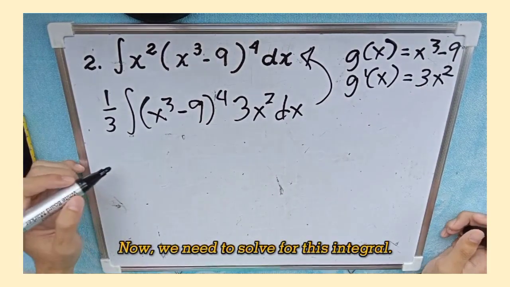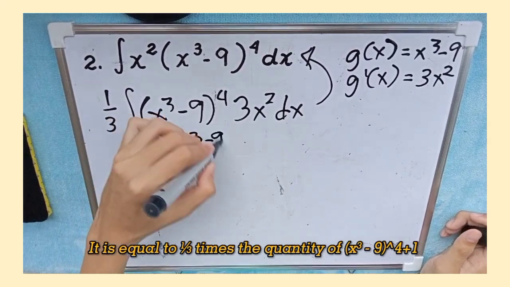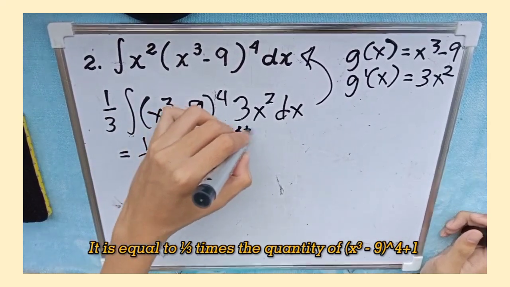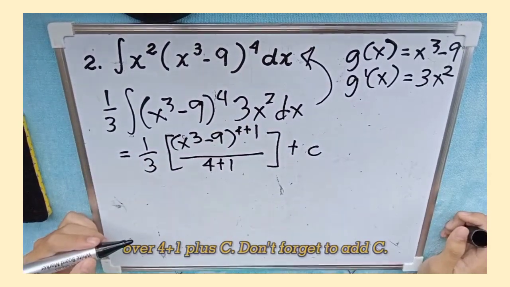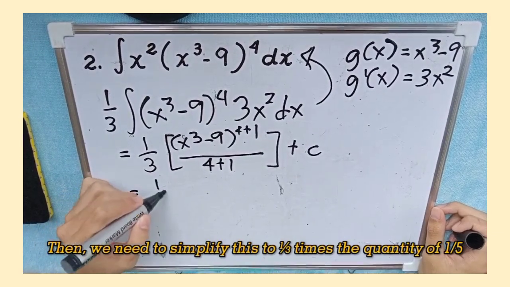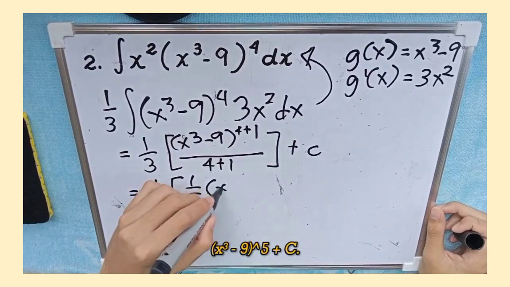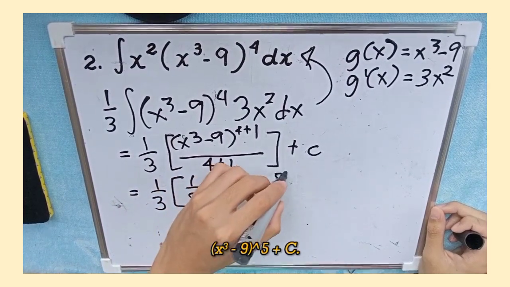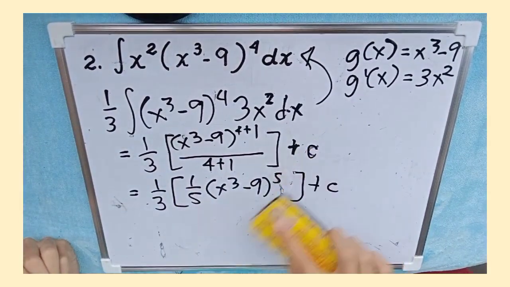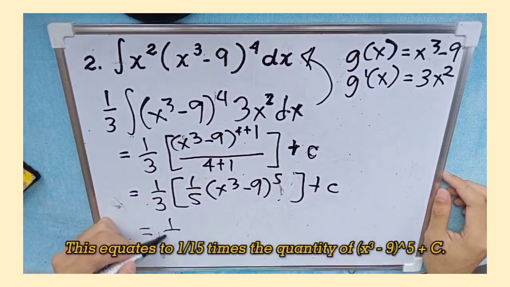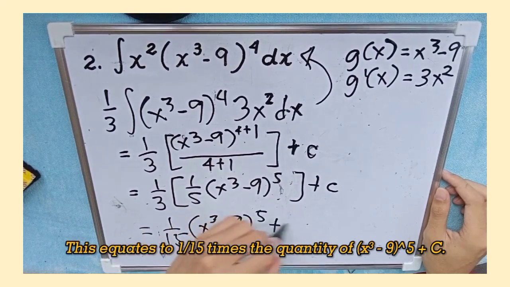Now we need to solve for this integral. It is equal to 1/3 times the quantity of x cubed minus 9 raised to the 4th power plus 1 over 4 plus 1 plus c. Don't forget to add c. Then we need to simplify this to 1/3 times the quantity of 1/5 times the quantity of x cubed minus 9 raised to the 5th power plus c. This equates to 1 over 15 times the quantity of x cubed minus 9 raised to the 5th power plus c.